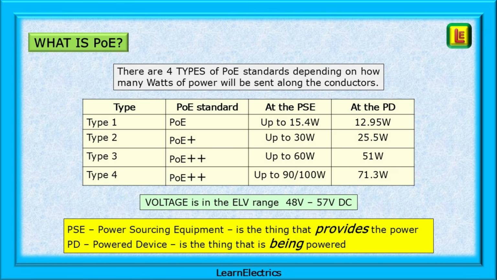The voltages on all the cables is in the extra low voltage range, between 48 volts and 57 volts DC. Remember that the DC extra low voltage band has a range of 0 to 120 volts ripple-free DC, unlike the AC band, which is between 0 and 50 volts AC. PSE, as mentioned on the previous slide, is power sourcing equipment, the thing that provides the power, whilst PD, or powered device, is the thing that is being powered.